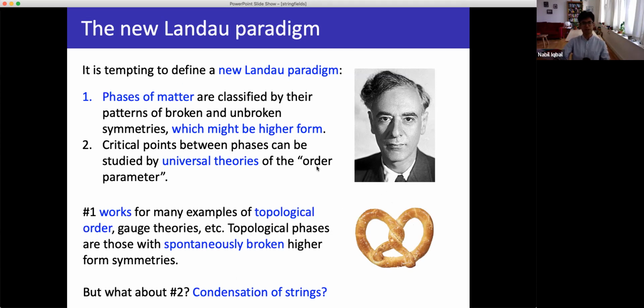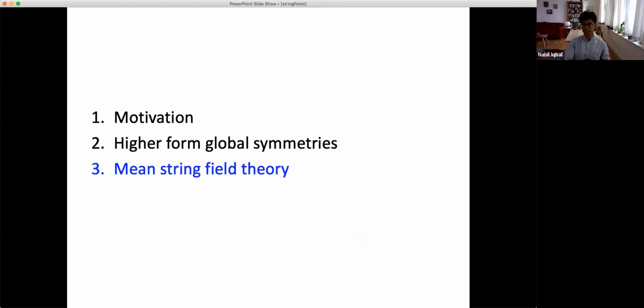But now if you believe this, you might be tempted to think about point number two. Point number two suggests that just as we think about the condensation of particles for normal symmetries, we should think about the condensation of strings for these higher form symmetries. And that might describe interesting critical points into and out of topological phases. This is the point that I'm going to focus on for the remainder of this talk. Okay. So this finally concludes the sort of introductory part of this talk. And now I'm going to get into the actual meat of it. I'm going to tell you about this thing which we call mean string field theory.